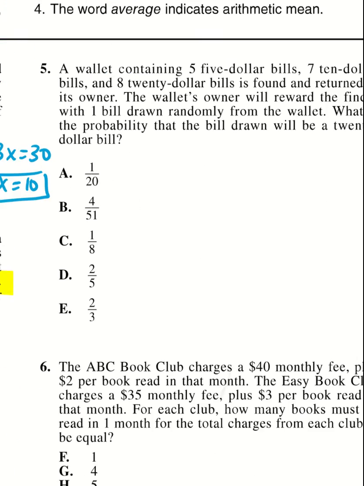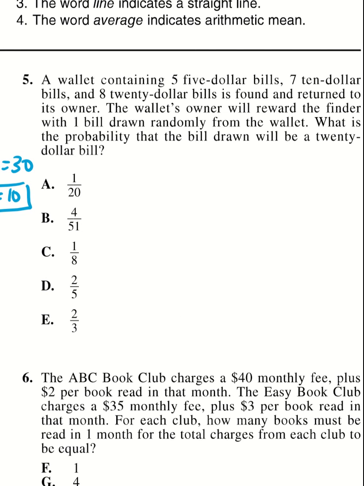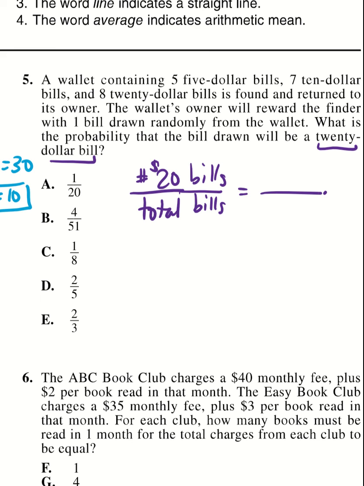All right, question number 5. We have a wallet. It has 5 $5 bills, 7 $10 bills, and 8 $20 bills. And it was returned to an owner after it was found. The owner is going to randomly pick one bill from the wallet, and we want to see the likelihood of getting a $20 bill. This is a probability question. So on the denominator, I want the total number of bills. On the numerator, I want the number of $20 bills that we have. Well, there are 8 $20 bills. That's going to be our numerator.